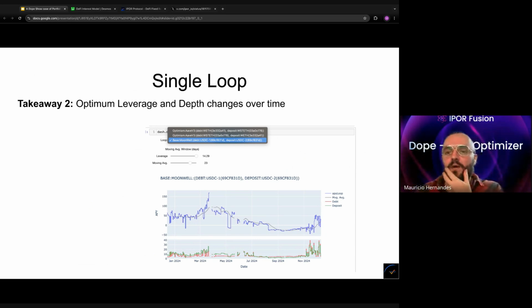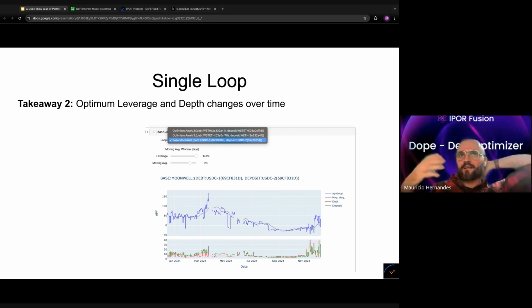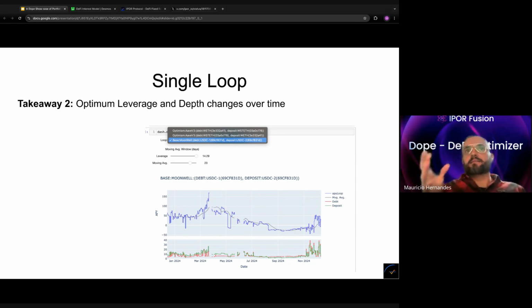Right. So the next takeaway is on single looping, right? It's just one leverage looping, where the optimum level of leverage and depth of the capacity of the strategy changes over time. Again, this particular one, you probably already had a feeling about. I just went to the data, made some calculations, and a quick dashboard that you can quickly play with, and now you can just check the parameters yourself, right?